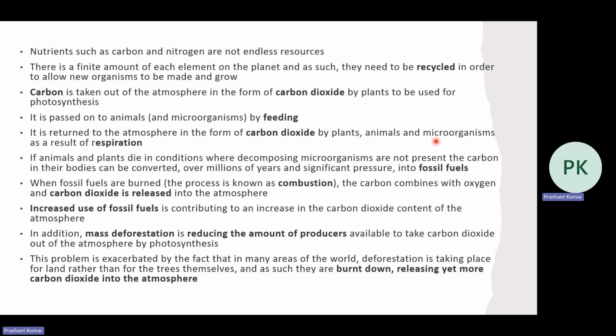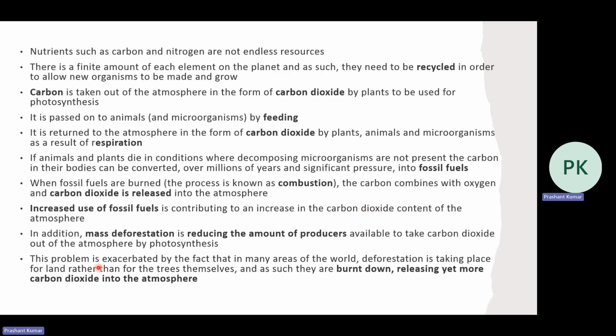the process of respiration. If animals and plants die in conditions where decomposing microorganisms are not there, if they are there, of course, they will get degenerated. If they are not there, then they are converted into fossil fuels. And when the fossil fuels are burnt, they get combusted, you will get CO2 back into the atmosphere. So increased use of fossil fuel again increases CO2 concentration in the atmosphere.